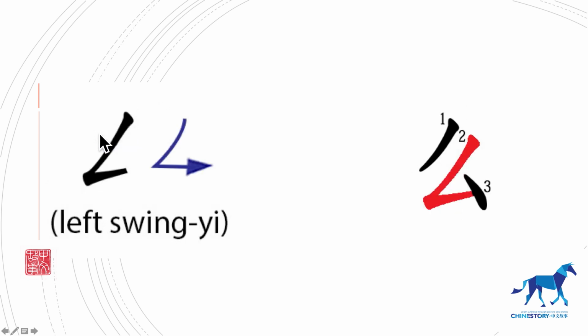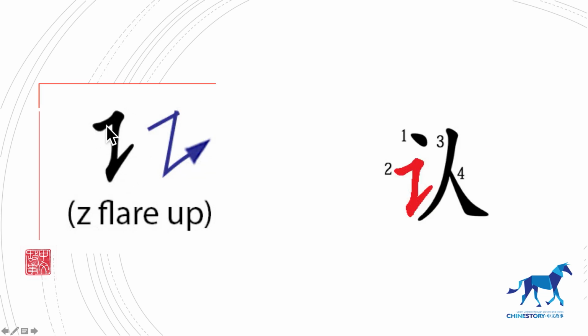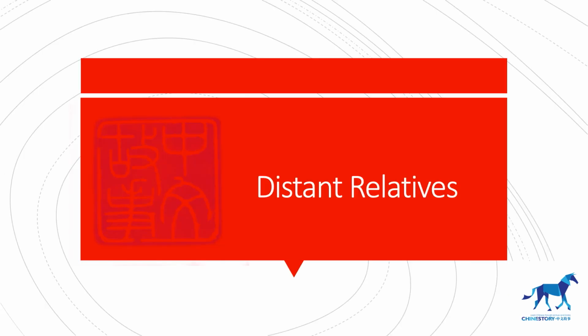Swing Brothers has a very small family, very easy to recognize as well. Lying down left swing, E, Z flare up because it looked like a Z, isn't it? So we met all the cousins almost in one stretch. Time to meet the distant relatives.